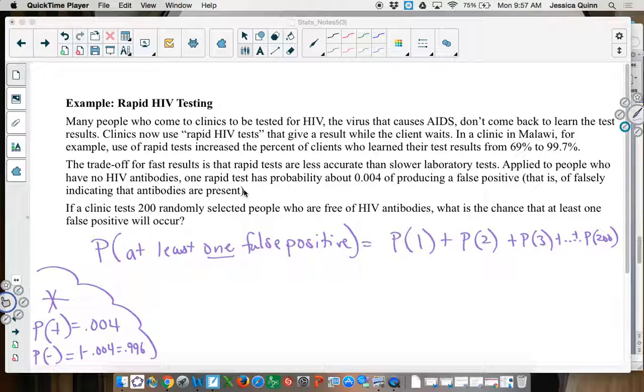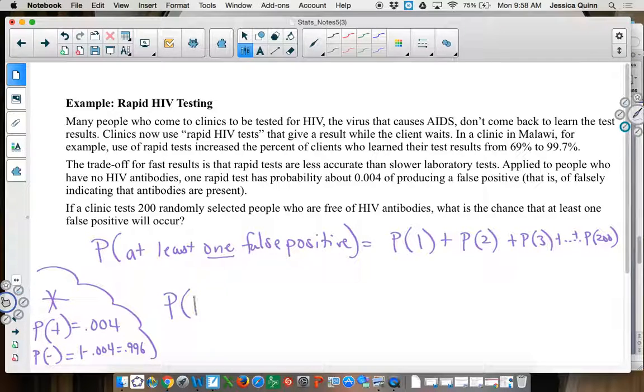Okay, so the probability of one false positive would be 0.004 times 0.996 to the 199th power, right? Because there's 199 people that actually got the correct test result, and only one of them got a wrong result. So I'd have to do this all the way up to the 200 false positives. Well, that seems like a lot of work.